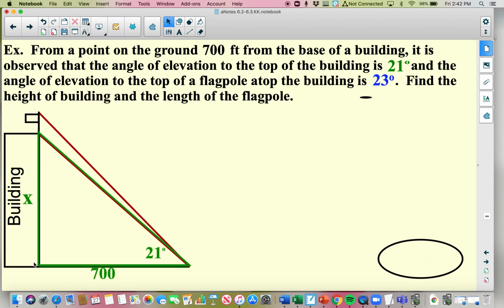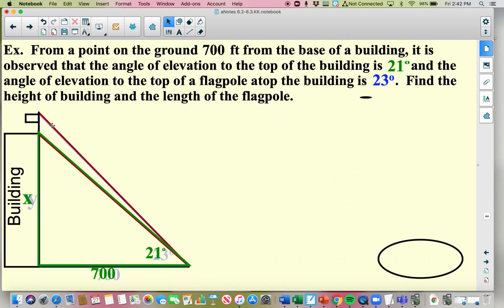The height of the building, I called X. We don't know that. But the angle of elevation, so here it is. Here's you. Here's your horizontal, the 700. Looking up to the top of the building creates that angle of elevation of 21 degrees. Okay, the angle of elevation to the top of the flagpole is 23 degrees.